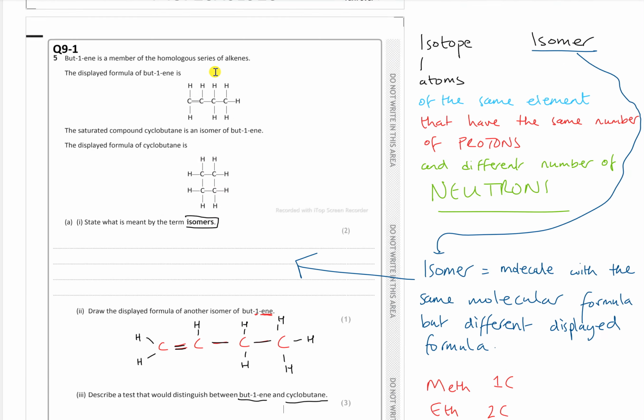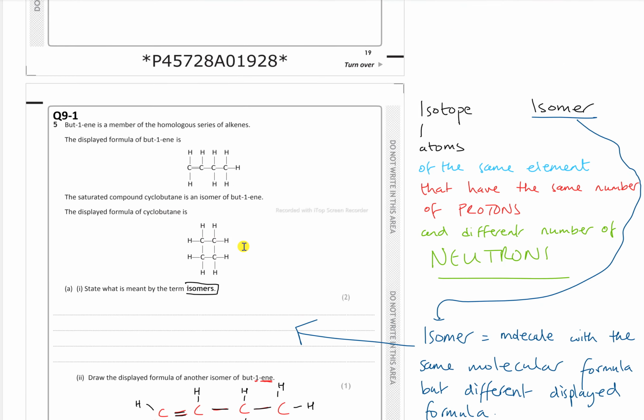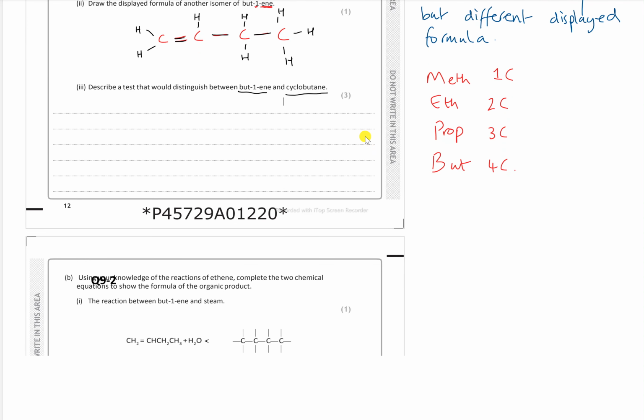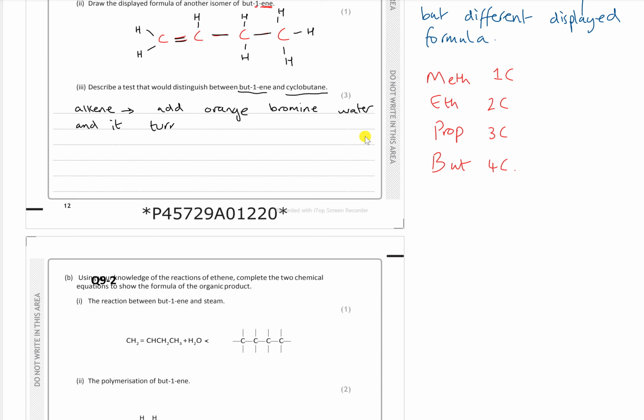Describe a test that would distinguish between butene and cyclobutane. Cyclobutane is this thing here. It's one weird one there. How do you test for an alkene? What did we say? You add orange what? Bromine water, and it turns colorless.